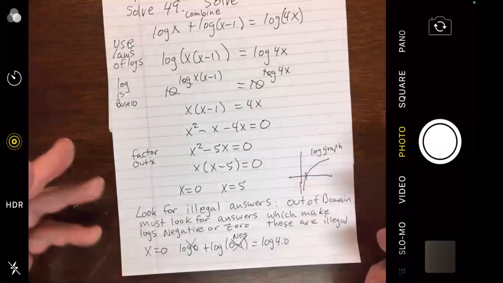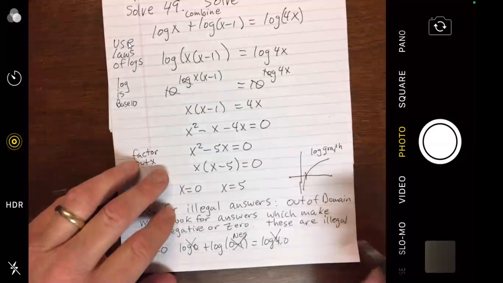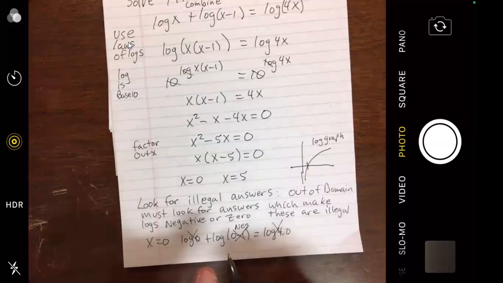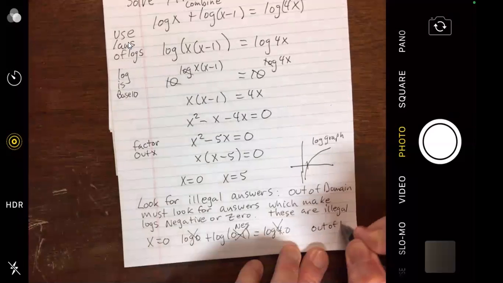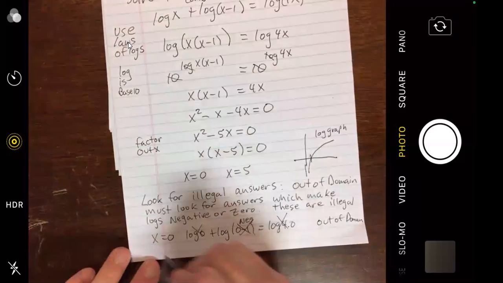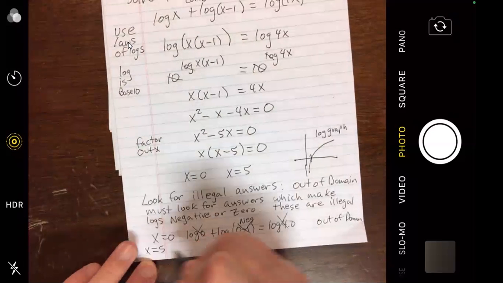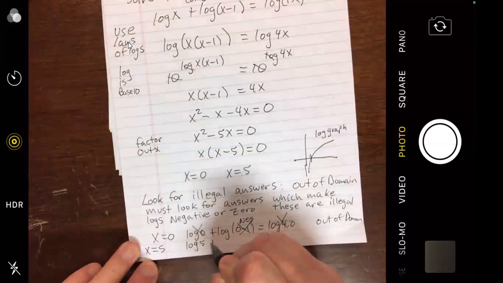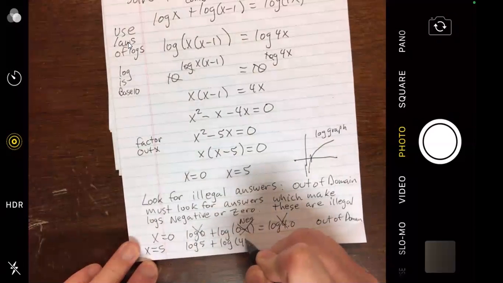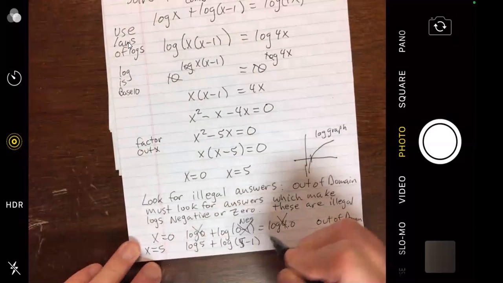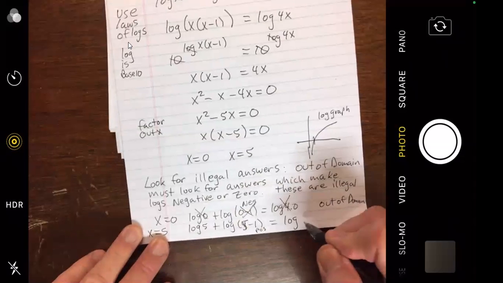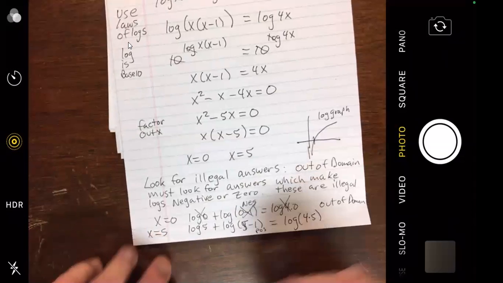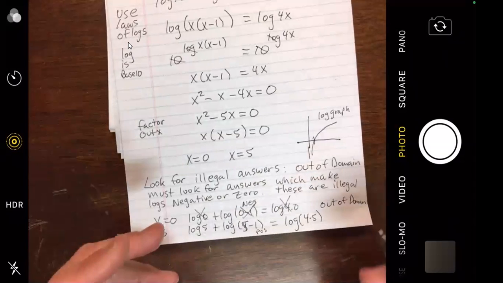You only need one illegal. You don't need all three pieces. 0 does not check this. You cannot get the same thing on both sides. 0 is out of domain. But 5 is fine. X equals 5, you get log 5, log of 5 minus 1. This is positive. Equals log of 20, 4 times 5. I could punch this on the calculator, it would work. This is legal.